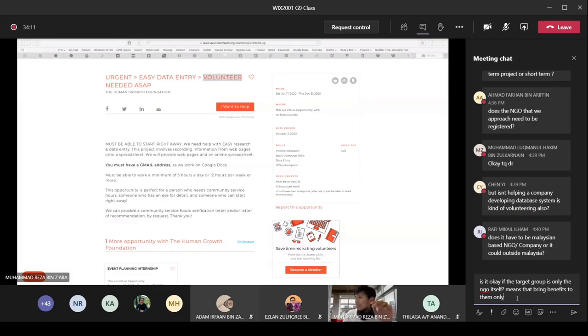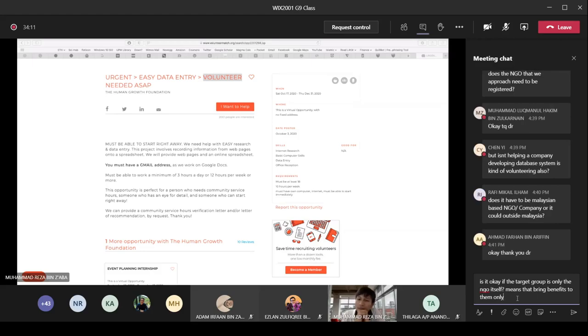Okay, Chen. But isn't helping a company developing a database system kind of volunteering? I think it's a different thing if you help a company versus if you are helping a community. A company needs to bring in profit. So if the database system somehow would allow the company to gain profit, then I think that's not something that you want.